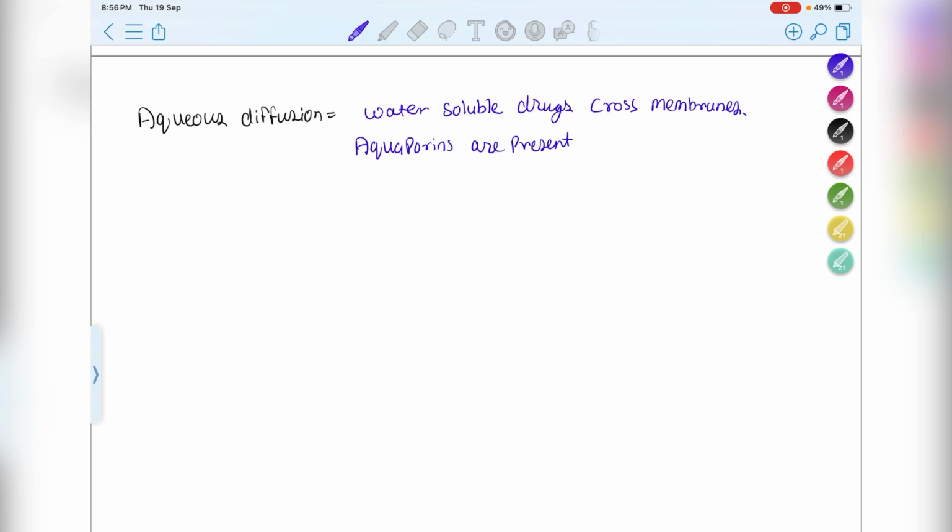Okay, here also no ATP required. It is commonly seen in the kidney and nephron. Mainly the aquaporins, and this kind of diffusion, is seen in the kidney and nephron.